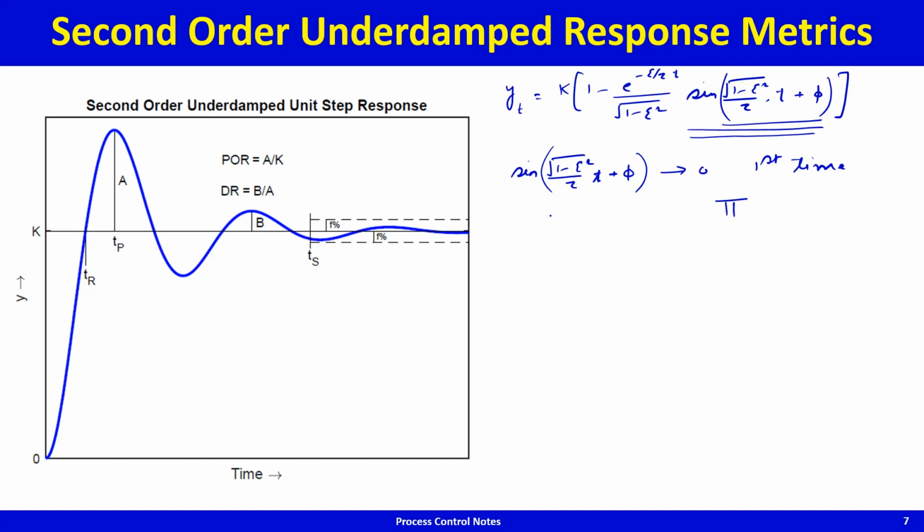So what that means is square root 1 minus chi square by tau times rise time plus phi must become equal to pi, and that tells us that rise time is equal to pi minus phi divided by square root 1 minus chi square, but square root 1 minus chi square is actually sine phi. So that takes care of this guy.